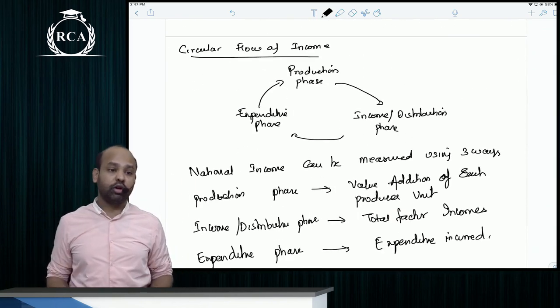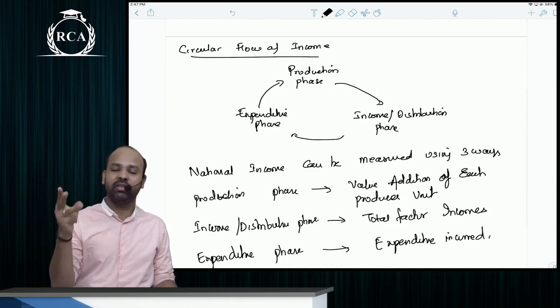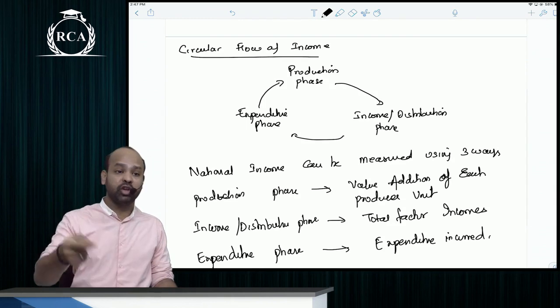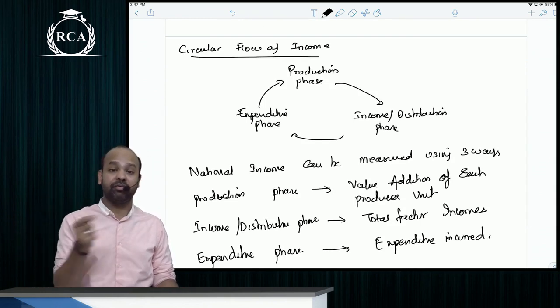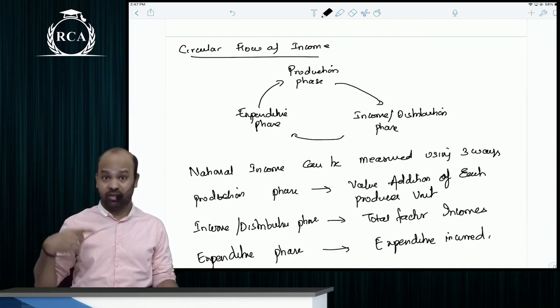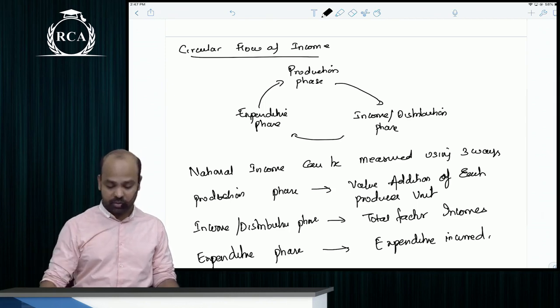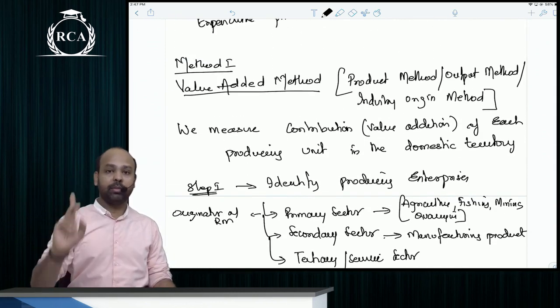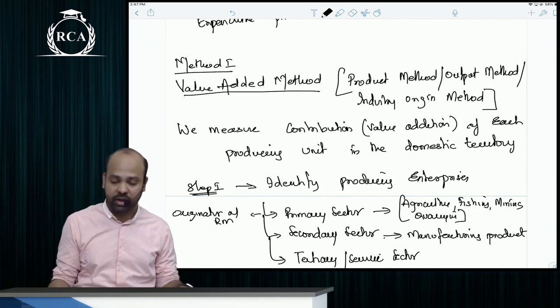Next beta we moved on to the concept of circular flow of income as such guys. I said beta national income can be measured in three ways, either at production phase beta by measuring value addition at every sector, or beta in the income distribution phase by measuring factor incomes guys, or at the expenditure phase by measuring what is the amount that is spent by the households, by the consumers, by the producer firms beta. Understood sir. Method one beta value added method or product method, ये अपन आज ही रिवाइज किए थे बेटा, but I'll still revise the entire thing.